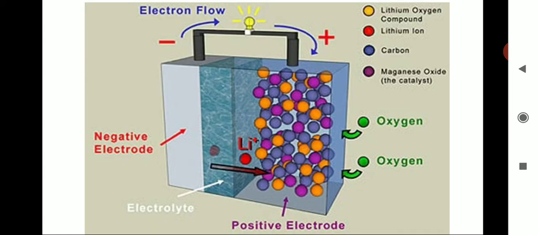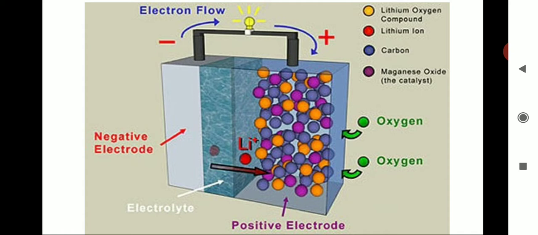Yes. See, this is nothing but a battery, and we know that the main source of electrical energy is the battery, that is a group of cells. So the battery is the main source. Okay, and this battery consists of several chemicals in it. For example, here you can see lithium oxygen compound, then lithium ion, then carbon, then magnesium oxide, etc. So all these are chemicals, and due to these chemicals inside the battery, a chemical reaction takes place.